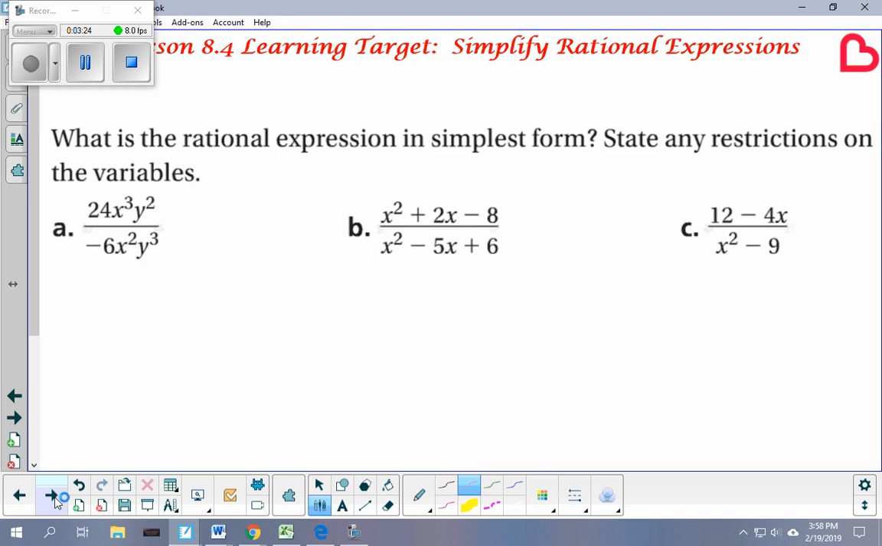All right, here are a few examples. This first one, we just basically have a product on the top, a product on the bottom. There's no plus signs or minus signs, so we just start canceling because we have factors. So 6 goes into 6 once. 6 goes into 24 4 times. And then we have x cubed in the numerator and x squared in the denominator. So 2 x's will cancel out totally, and if we cancel 2, we have 1 left on the top.